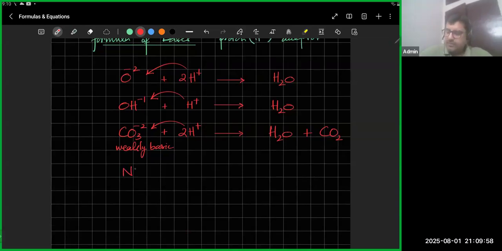The fourth base is ammonia. That's also weakly basic. And we're going to discuss strong acids and strong bases later on. Ammonia has a tendency to accept an H plus ion as well, attract an H plus ion, and combine with it. So when NH3 combines with an H plus ion, it ends up forming, what was the name of that ion? The name of the ion was ammonium. It ends up forming ammonium ions, right?